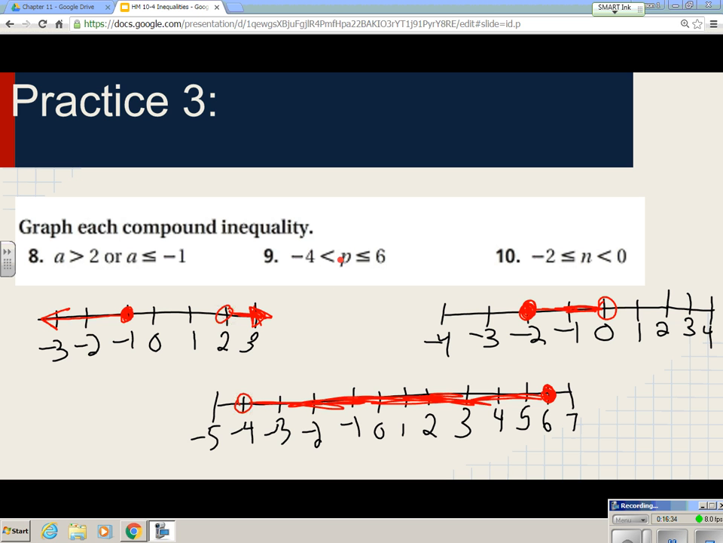Down here is 9. As you can see, P is going to be greater than -4, so greater than goes this way. P is also going to be less than 6, so it's got to go this way, so they connect. And for 10, -2 was a less than or equal to sign, so we filled it all the way in. Here, 0 is just a greater than sign. We can see n is greater than -2, so it's got to go to the right. But n is also less than 0, so they connect here. So if you got those right, come on over and give me a high five.